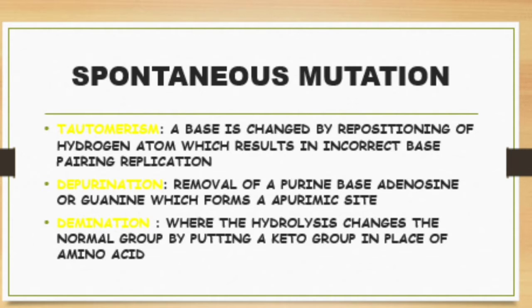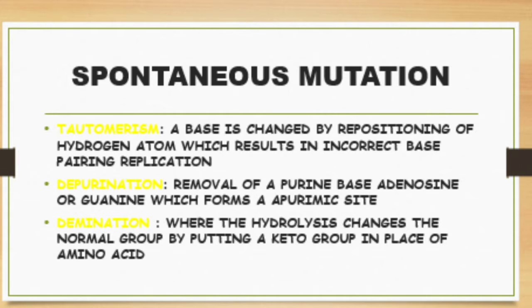Spontaneous mutations are of three types. We have tautomerism, we have depurination, and we have deamination. So what is tautomerism? In tautomerism, a base is changed by repositioning of a hydrogen atom, altering the hydrogen bonding pattern of that base, resulting in incorrect base pairing during replication. That is tautomerism.